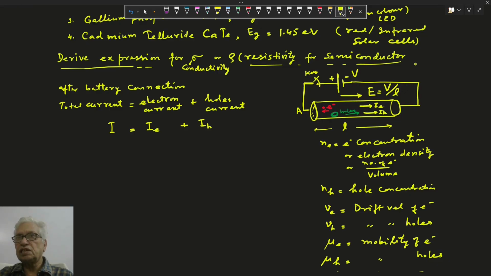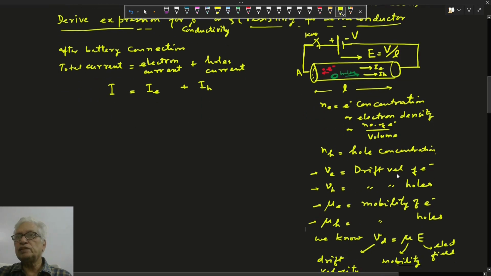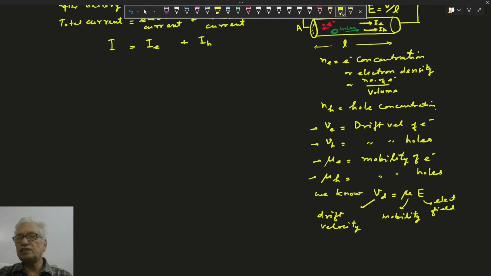Now, what is NE? It is the electron concentration, the electron density or number of free electrons per unit volume. NH is the hole concentration. VE is the drift velocity of electrons and VH is the drift velocity of holes. Mu E is the mobility of electrons and mu H is the mobility of holes. We know the drift velocity is given by mu times E, where mu is the mobility and E is the electric field.